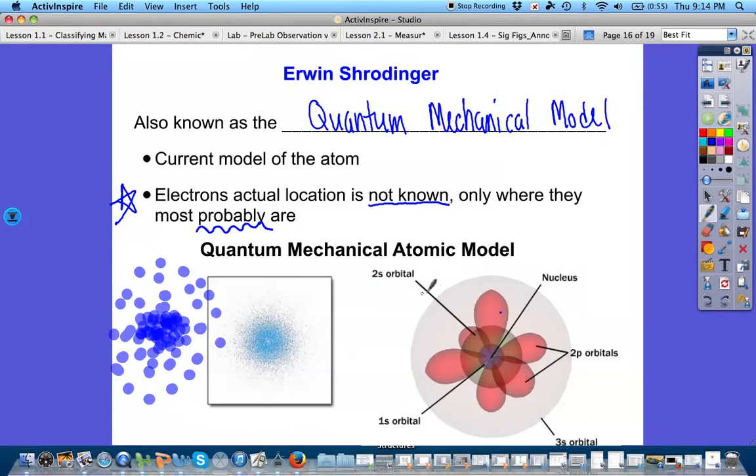For this other model, the nucleus is still here in the center of the atom, but those electrons are held within these orbitals. And again, we don't know where within the orbital the electron is at, but we just know that it is somewhere within these orbitals.